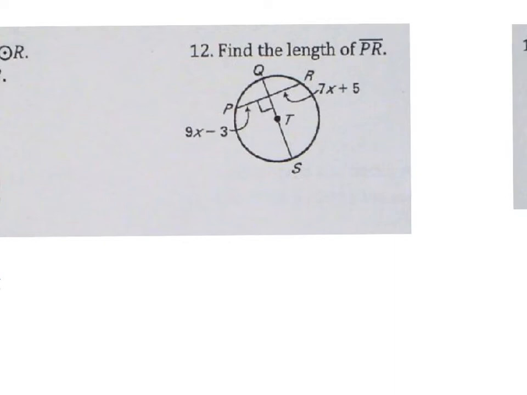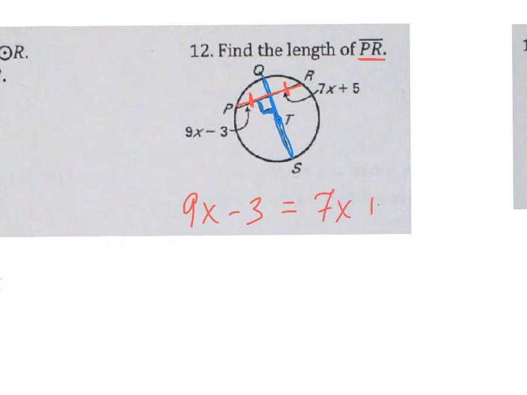For this next problem, I'm looking for the length of this segment PR. So let's see what they've given me in my picture. It looks like QS is a diameter, goes through the center of my circle, and it looks like it's perpendicular to this chord right here. Now, since that's a diameter and it's perpendicular to this chord PR, that means that it bisects it, according to one of my theorems from earlier in the chapter. Splits it right in half, which means that these two segments are equal.